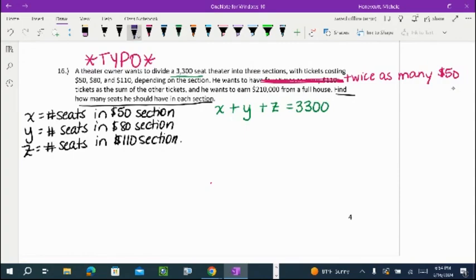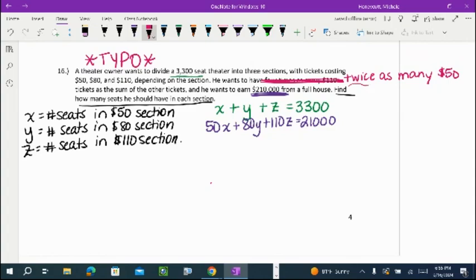The second thing I know is that altogether we want to earn this much money. So for the $50 section, if you take the number of seats times $50 plus $80 times the number of seats in that section plus $110 times the number of seats in the $110 section, we want to have $210,000 total. 2 equations, great.